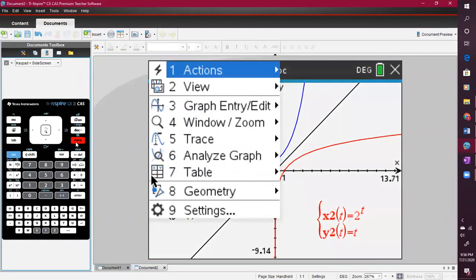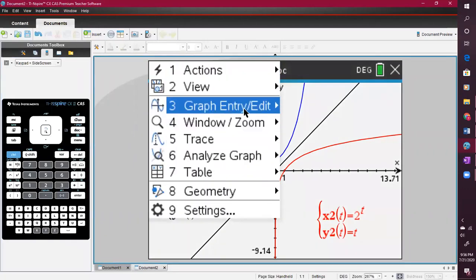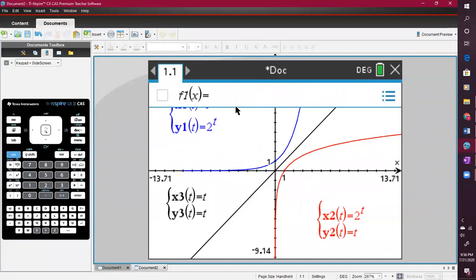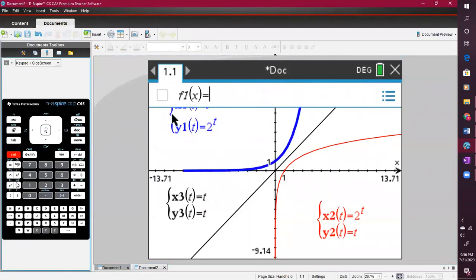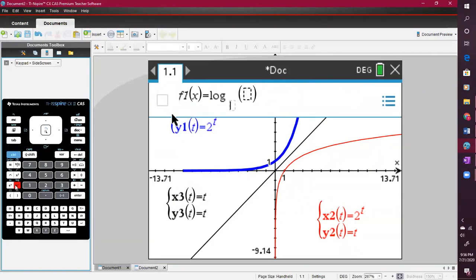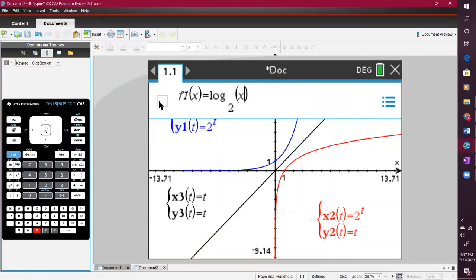I'm going to go back to menu, graph entry edit, and change back into function mode, all right? And we'll basically have y equals here, and I'm going to hit Control and then 10 to the x. That brings up the log template, and we have a base 2 here, and we're going to plug in x right there. I'm not sure what color we're going to get. I might change the color here, but we should get something that looks familiar.